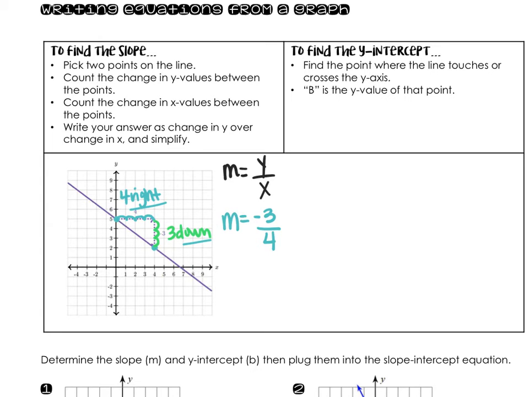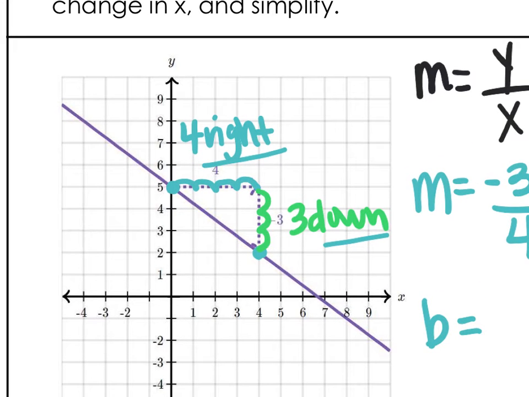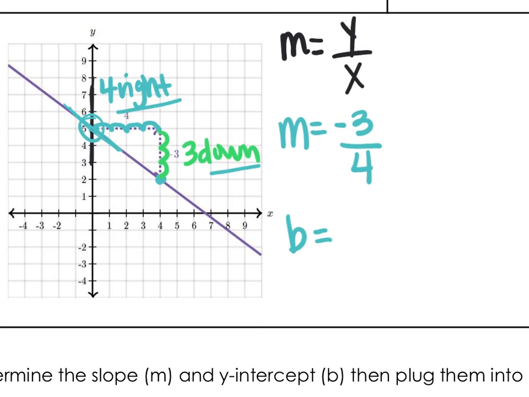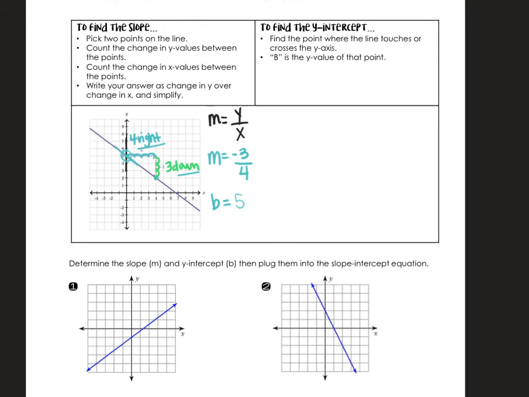I have to have b as well. So that is defined, that is over here. So to find the y-intercept, find the point where the line touches or crosses the y-axis. So I'm going to put b equals. So this purple line that we have here on our graph, it crosses, so the y-axis, remember, is right here. All right, and then our line is crossing right here. So they're touching or intersecting at 5. So b equals 5.